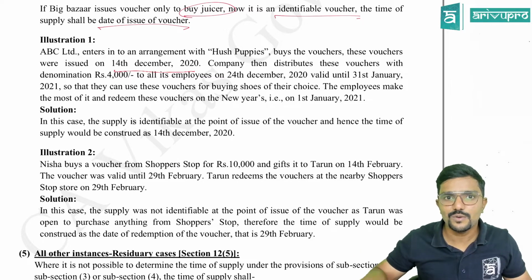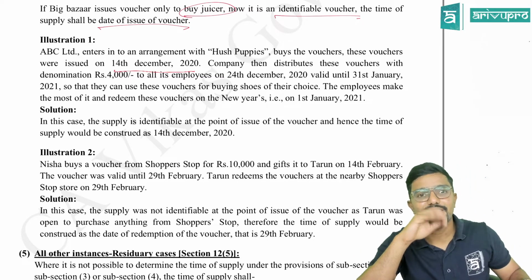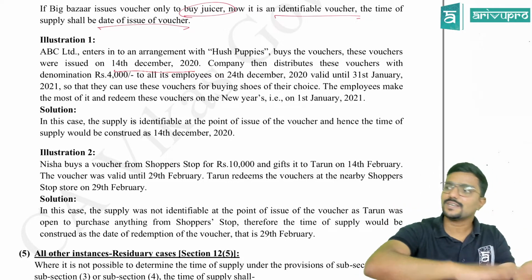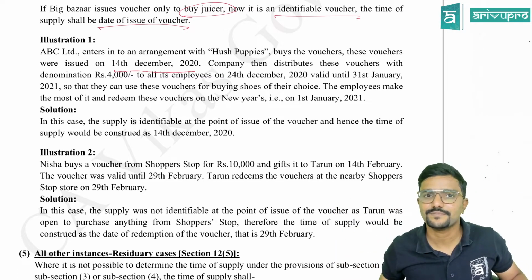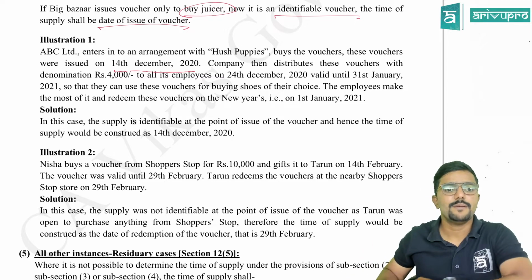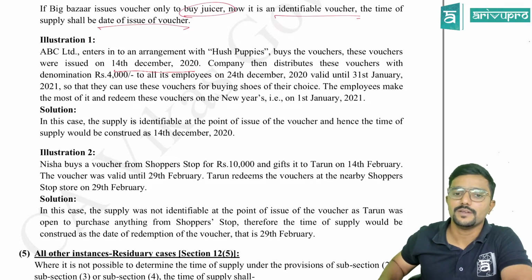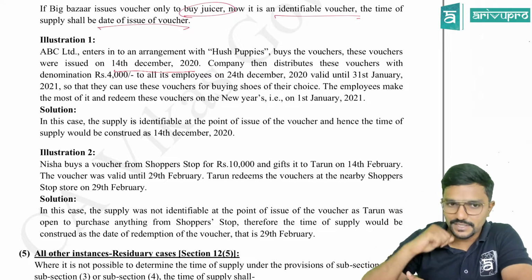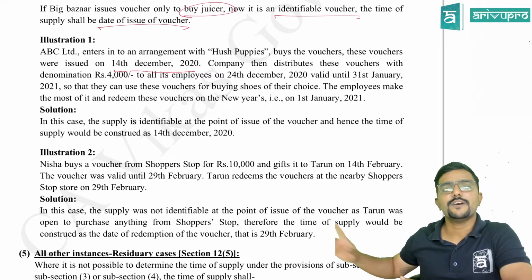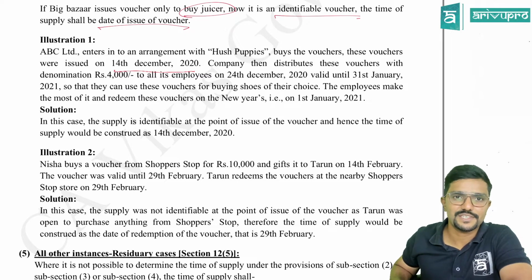Actually, in this example, who is the supplier? Hush Puppies, not ABC Limited. ABC Limited purchased the vouchers and they are giving them to their employees. Agree? Okay, sir. Then the employees make the most of it and redeem these vouchers on New Year, that is on 1st January 2021. So the date of issue of voucher is 14th December and the date of redemption is 1st January 2021. So what is the time of supply, guys?